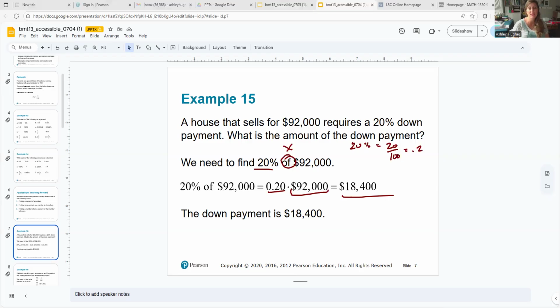Another way of doing this that I always do mentally is 20% is 10% plus 10%. And 10% is really easy to find. You just move the decimal over 1. So 10% would be 9,200. So 20% would be 2 of those, which is 18,400.